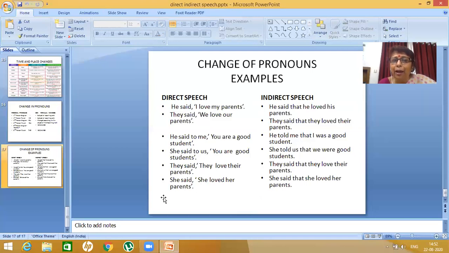She said she loved her parents. Again, "she" over here remains "she" only. She said that she loved her parents. You can change this sentence. He said he loved his parents. Again, it will be the same. He said that he loved his parents.